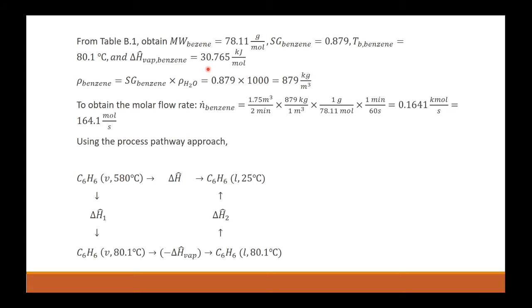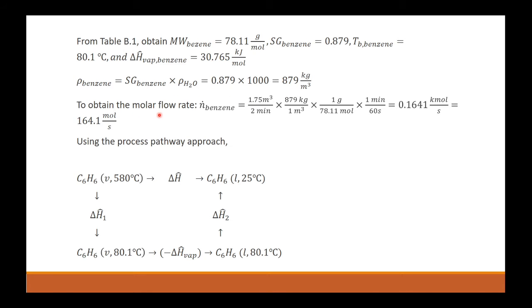So since we are given the specific gravity of benzene, we can calculate its density. So multiply the specific gravity of benzene with the density of water, we get 879 kilograms per meter cube.